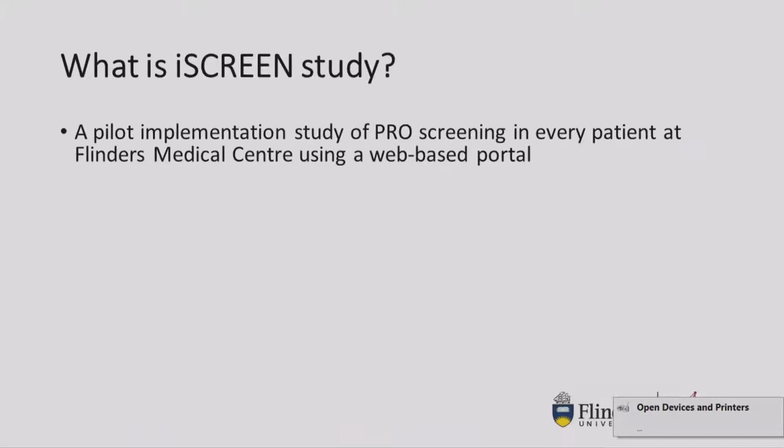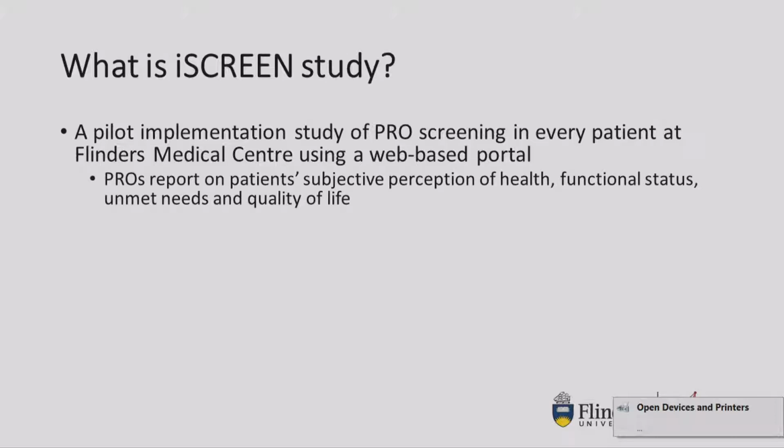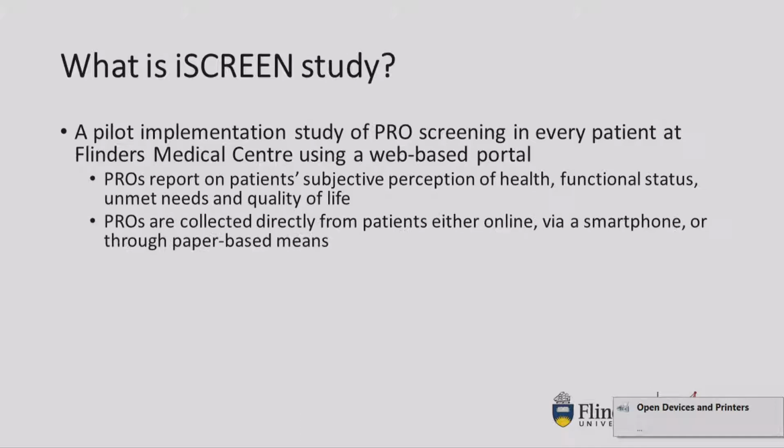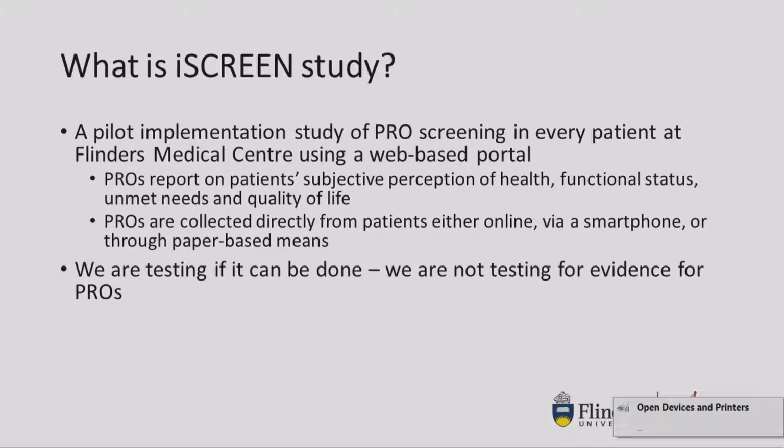What's the iScreen study? It's a pilot implementation study of PRO screening, or patient-reported outcome screening, in every patient at Flinders Medical Center using a web-based portal. Patient-reported outcomes report on patients' subjective perception of health, functional status, unmet needs, and quality of life. They can be collected from patients either online, by smartphone, or using paper and pencil. The whole key is that you can ask the patients what matters to them, as opposed to assuming that you know what does.